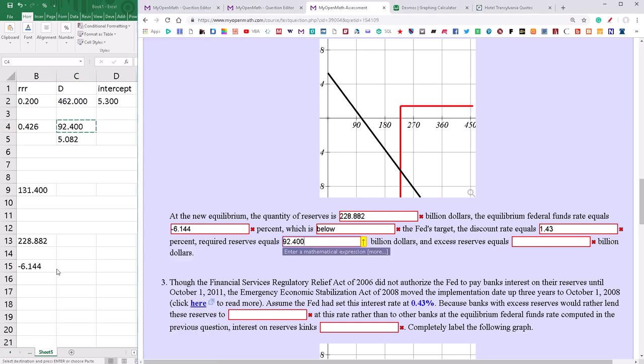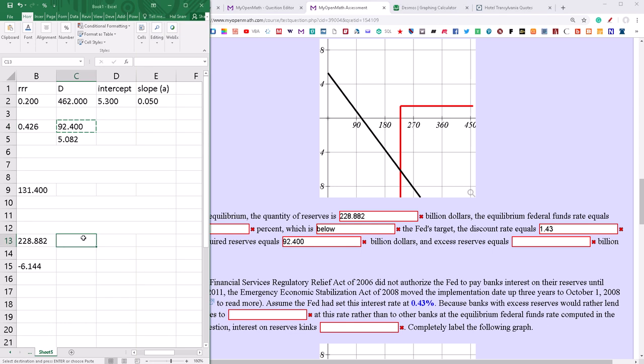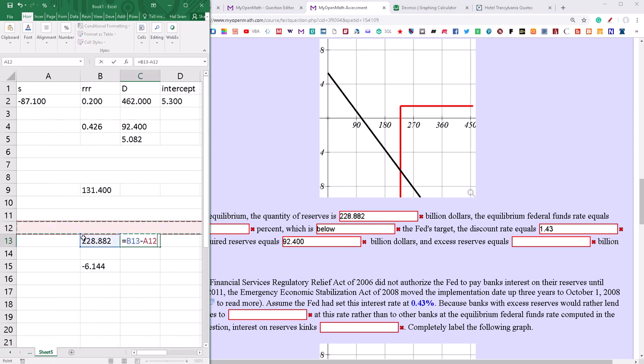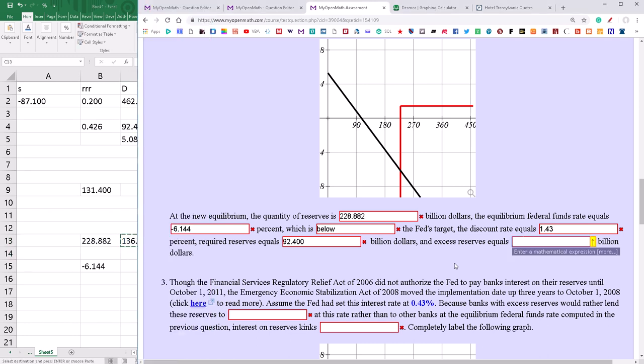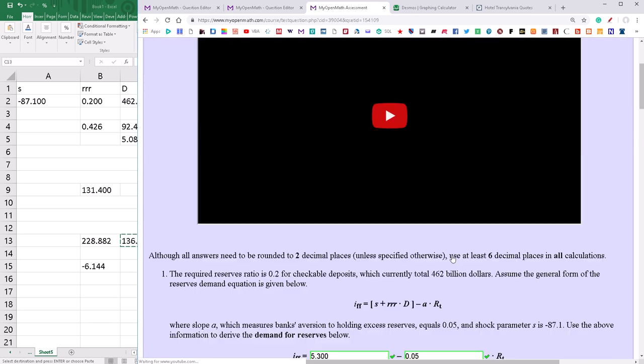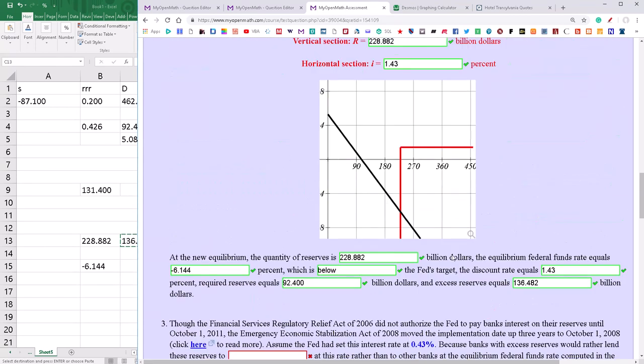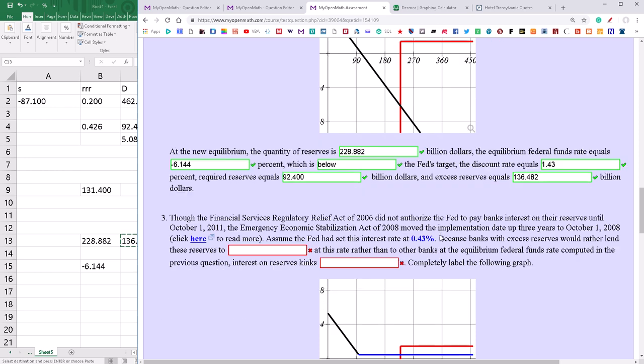But what happened to excess reserves? Excess reserves is the quantity of reserves minus required reserves. And so excess reserves balloon up to 136.482. Okay? This explains why reserves get so huge, right? Excess reserves get so huge.